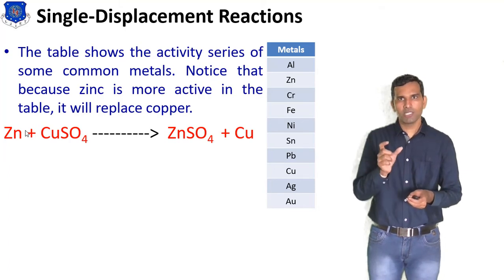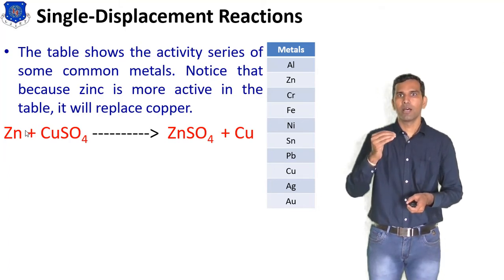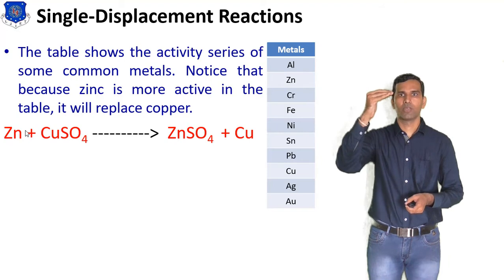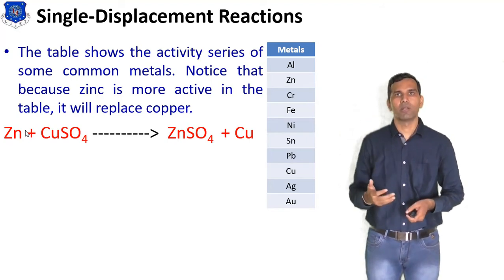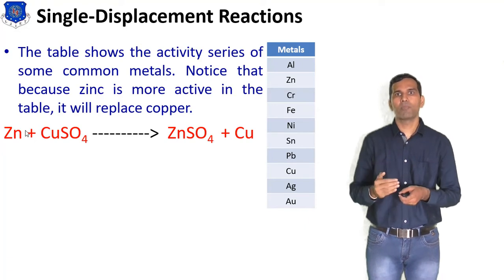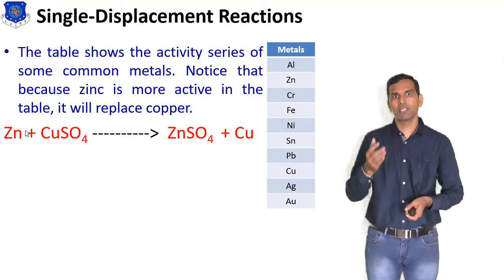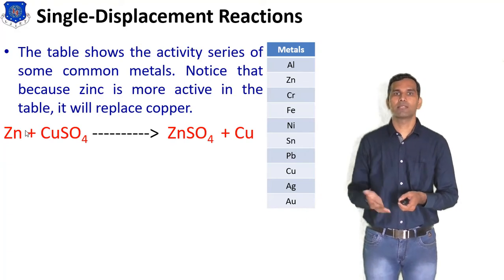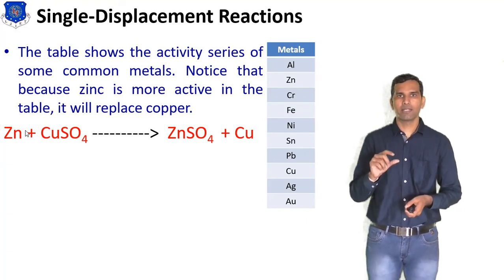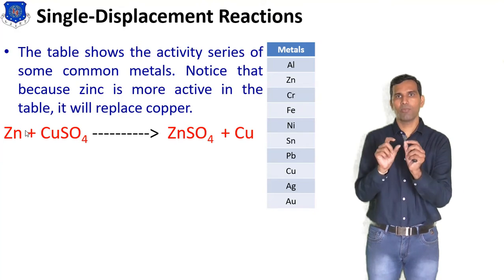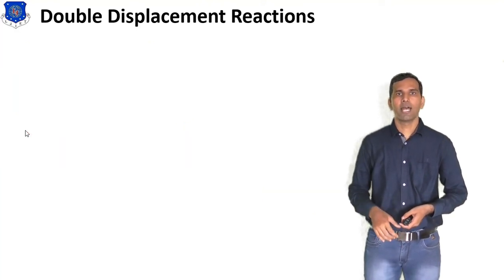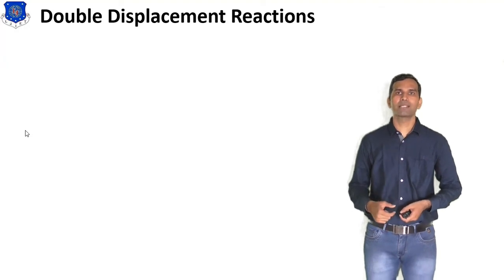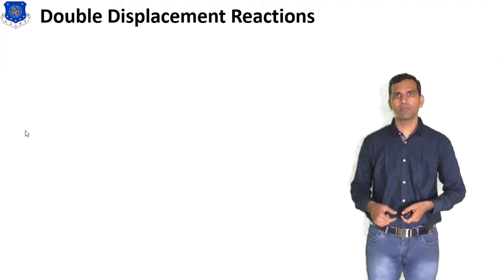Here we see zinc is in the second position, and copper is third from last. That means the activity of zinc is higher, and that's why zinc replaces the copper. So we get ZnSO4, and copper is replaced. Now we discuss another type of reaction, that is a double displacement reaction.